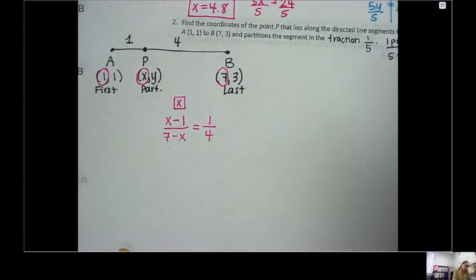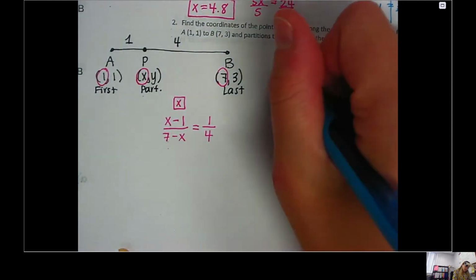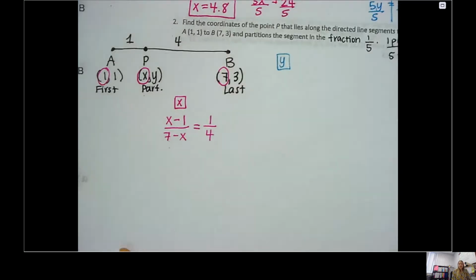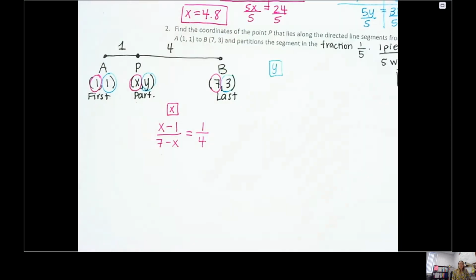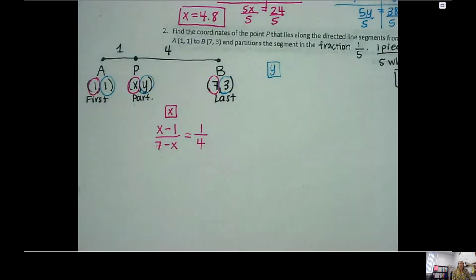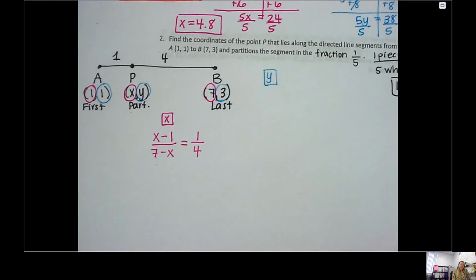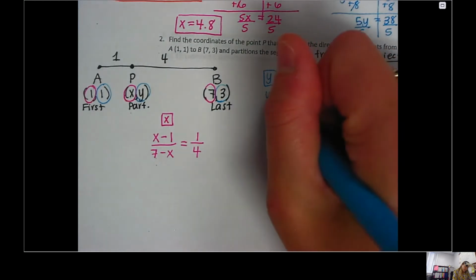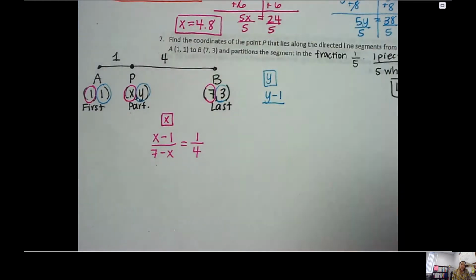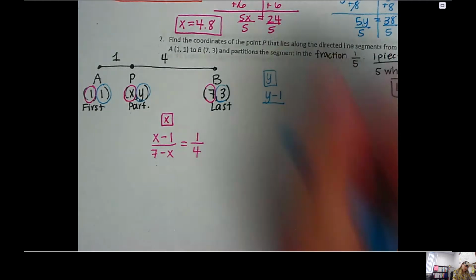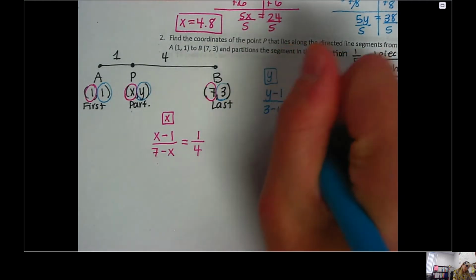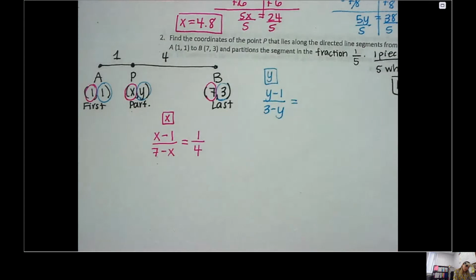I'll set up your Y's and then you're gonna do it on your own. Who can set up my Y's? Sarah, just go for it. Yeah, kill it. Y minus 1 over 3 minus y equals 1 over 4.